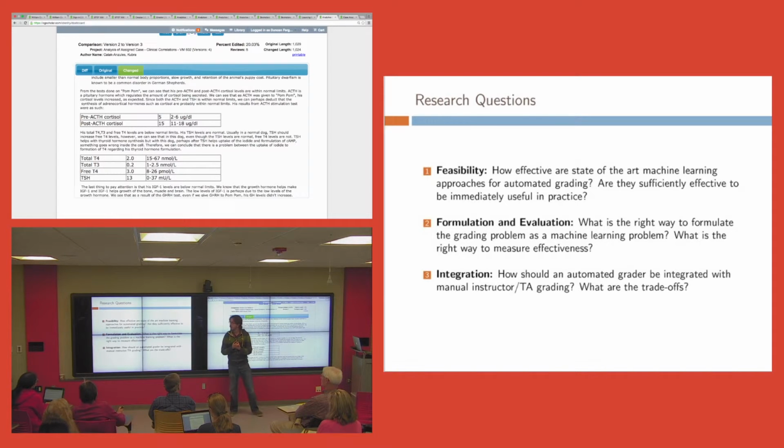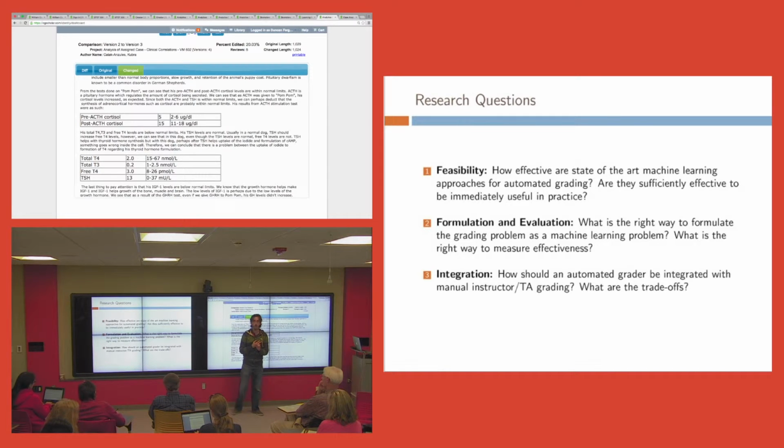The second is formulation and evaluation. This is from the perspective of evaluation and designing automated tools. Formulation being, how do I formulate the grading problem? What's the right way to think about that? Evaluation being, suppose I had an automated system that was assisting someone in assigning grades. How do I evaluate it? What's the right way to do this? It's actually maybe more interesting than just trying to predict grades. We'll get there. And then integration.